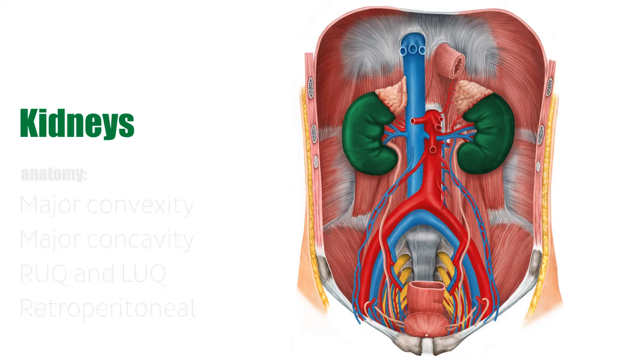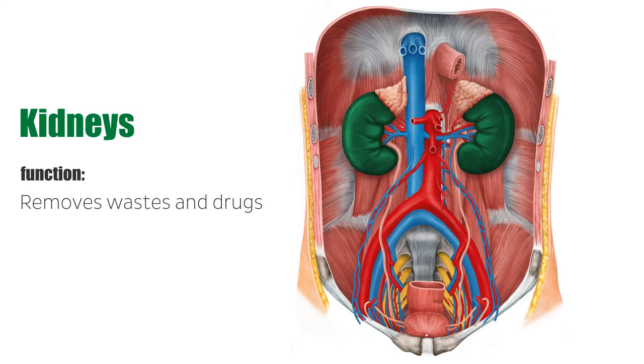So now let's move on to talk about the key functions of the kidneys. Their main function is to eliminate excess bodily fluid, salts, and the byproducts of protein metabolism. They essentially filter our blood and remove the wastes to form urine, which is then diverted to the bladder. They also remove drugs from our system.